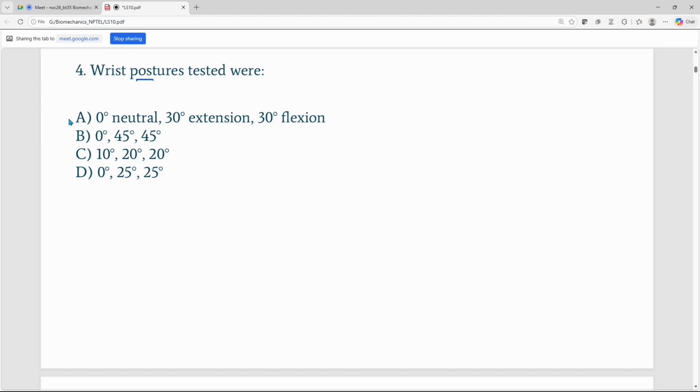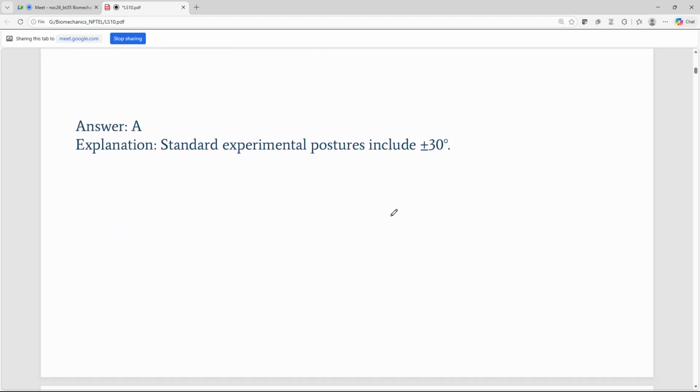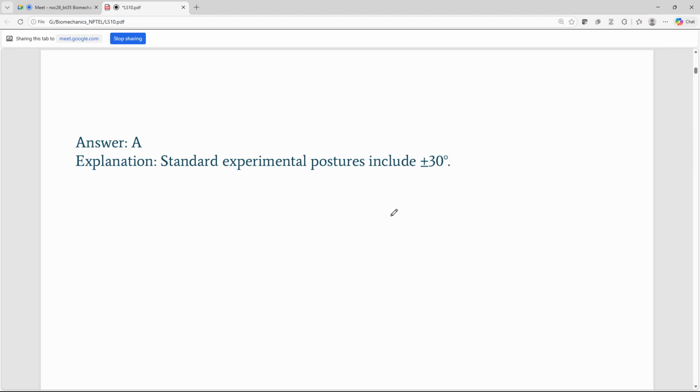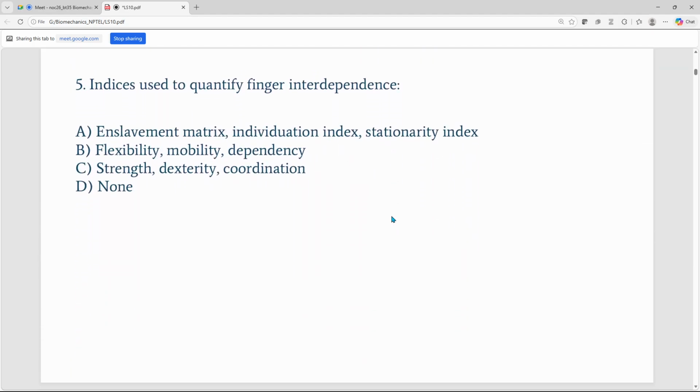The answer is option A, 0-degree neutral, 30-degree extension, 30-degree flexion. So the standard external postures included in the study were 0 and plus and minus 30 degrees. Those were the postures studied. Next question.